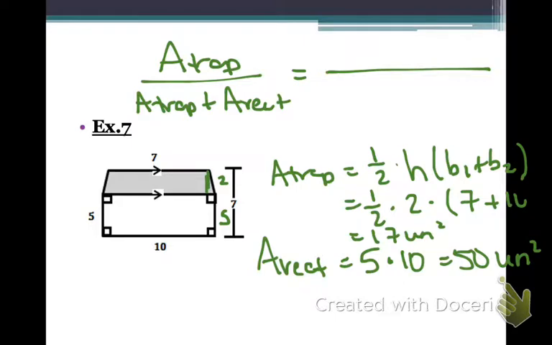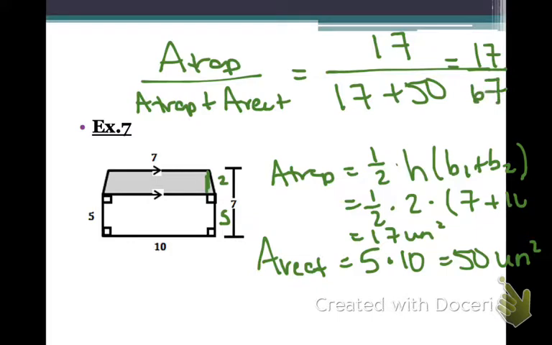All right. So let's substitute it into what we have here. The trapezoid was 17. In the bottom, we have 17 plus 50. So that gives me 17 over 67. And that gives me 0.254, which is 25.4%.